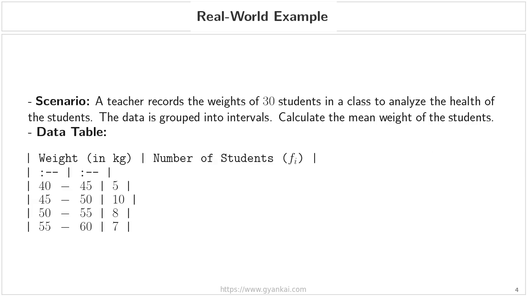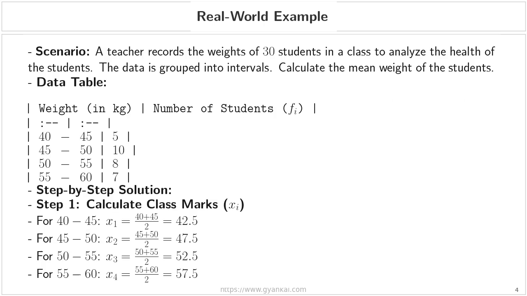If you look at the data table on the screen, you'll see the weight intervals in kilograms on the left and the number of students, which we call the frequency, on the right. For example, in the first group, 5 students weigh between 40 and 45 kilograms. To solve this, we need to follow the systematic process I outlined in the previous slide. The very first step is to find the class marks, which we denote as x sub i. Remember, we can't use the range itself, so we need that single representative midpoint for each interval.